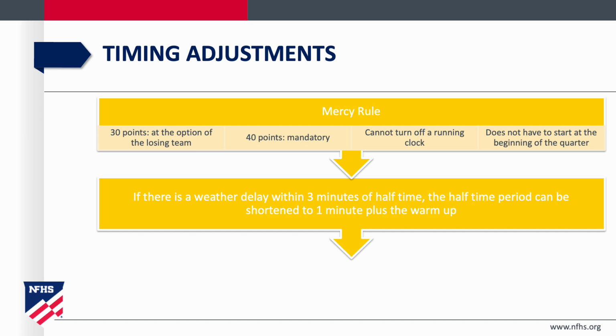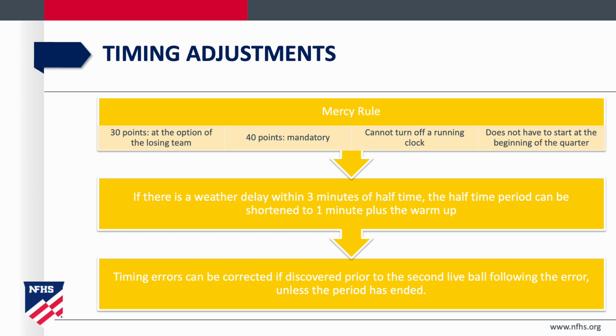If we have a weather delay that lasts 30 minutes and it takes place within the last 3 minutes of the first half, the halftime period can be shortened to 1 minute plus a 3-minute warm-up period in order to keep from delaying the game any further. Any weather decision is left up to the home team. Referees should ask before the game who is responsible for making calls for weather delays. Be sure to talk to this person before every game.